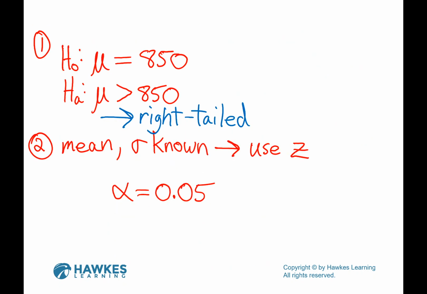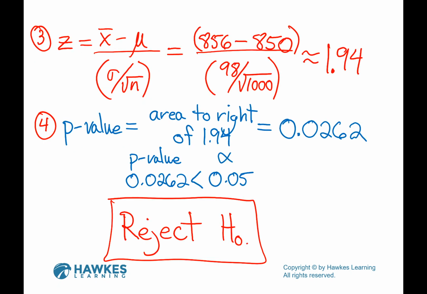So you'll have a step that says state the hypotheses, and then I'll check that part. And then there'll be one that says state the level of significance. And then one that says find the value of the test statistic, one that says find the p-value, and then one that says what's the conclusion.